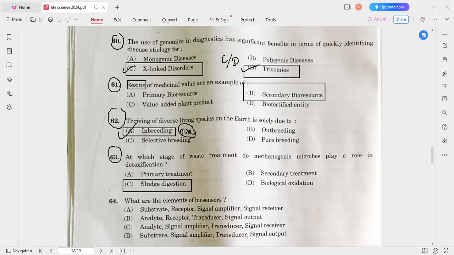Now let's move on to question number 64. What are the elements of biosensors? Here we have to place them in order. The first element of a biosensor is the analyte. After the analyte comes the bioreceptor.